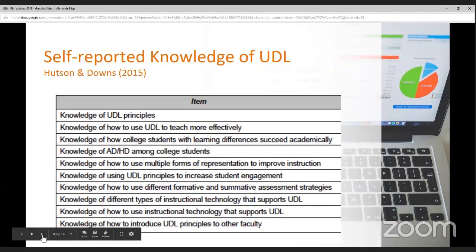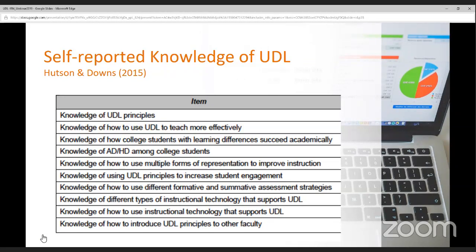So we, interestingly, several studies that we reviewed reported that they measured the knowledge of UDL, and that was exciting. We said, yay, people are measuring the knowledge of UDL. However, after a more careful review of each instrument in those studies, we found out that it was more about the sort of perceived or self-reported knowledge of UDL. So you can see here some sample questions in this category.